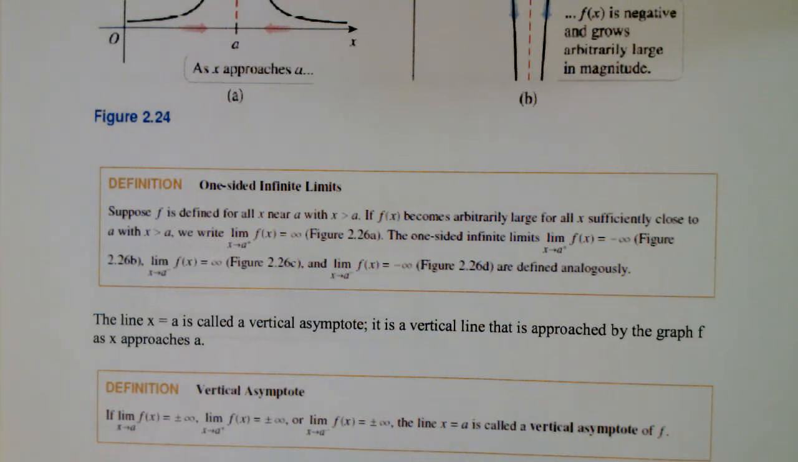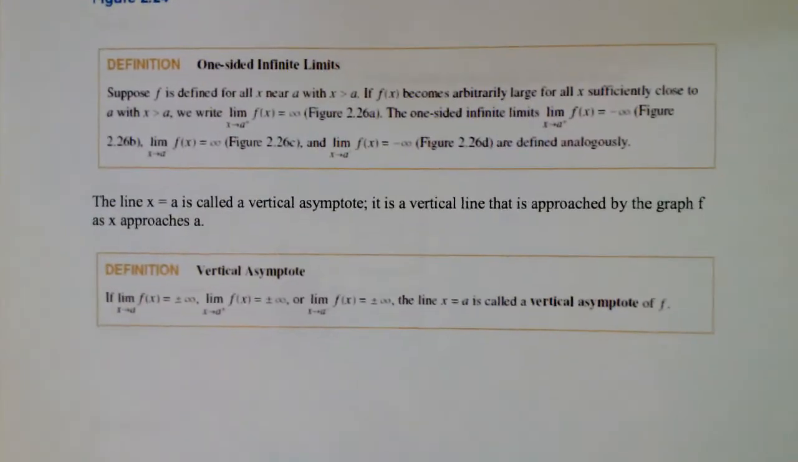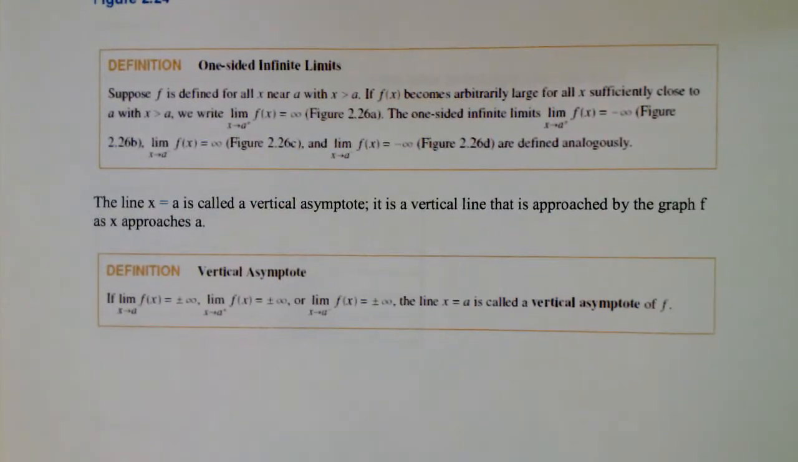All right, the line x equals a is called a vertical asymptote. It is a vertical line that is approached by the graph of f as x approaches a. If you remember back in college algebra, we did talk about what vertical asymptotes were when you were graphing a rational function. Usually a vertical asymptote is just a vertical dotted line going through the x-axis at some value a.